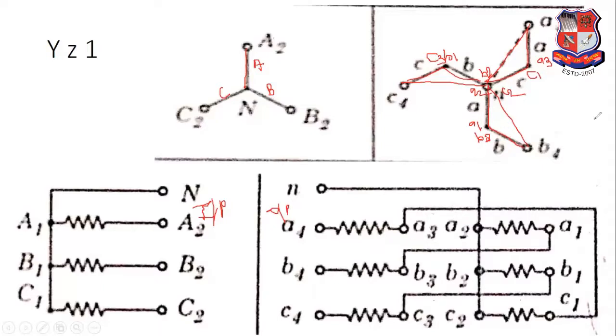Okay. Now, C1 is connected with A3. You can see that. A1 is connected with B3. And B1 is connected with C3. So, this is your YZ1 connection.